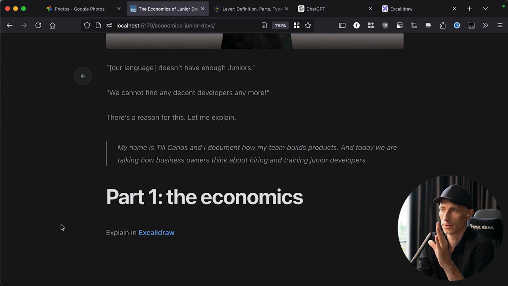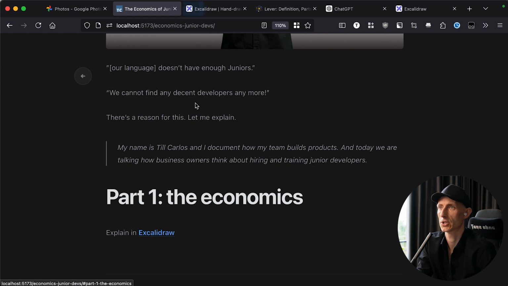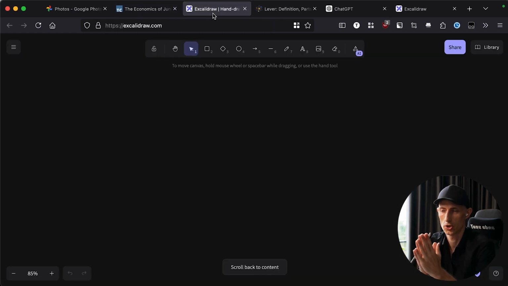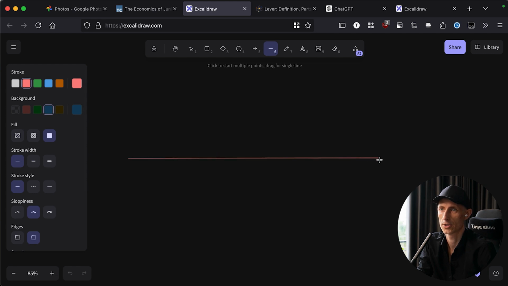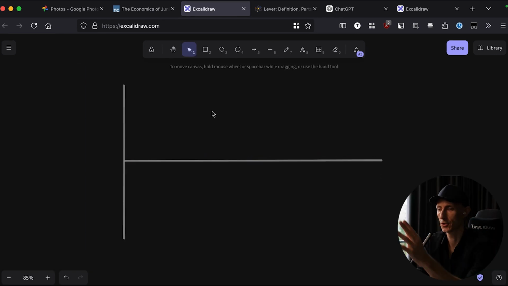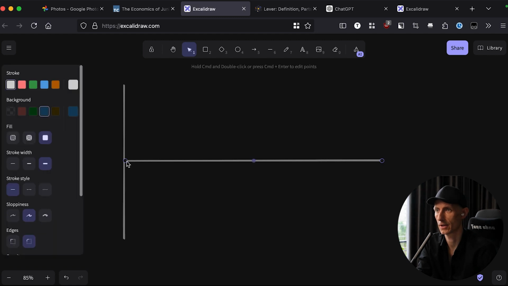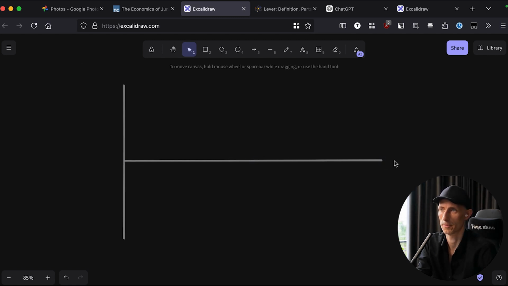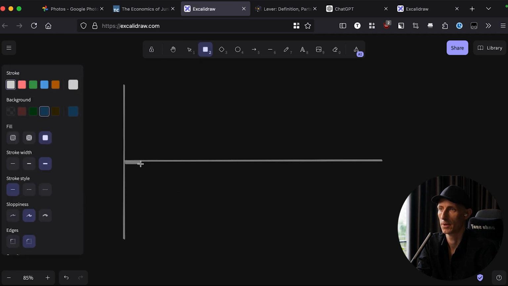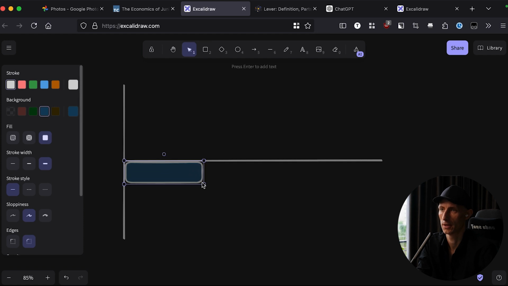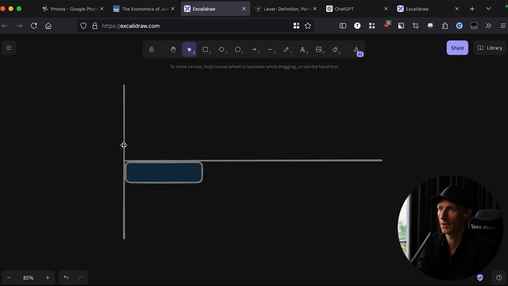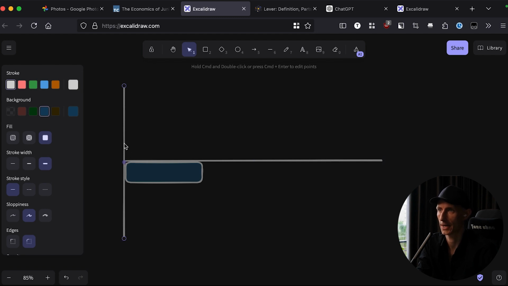In order to explain this, we need to open Excalidraw and look into how the economics usually work for hiring and training junior developers. Let's make a quick sketch of the timeline and the payout of any kind of hiring. Let's assume this is the timeline over the course of the whole employment. For any kind of employee, it usually takes some time for the training. So this is the training area here. This axis is the time, and this axis is the output for the business owner, the return on investment.